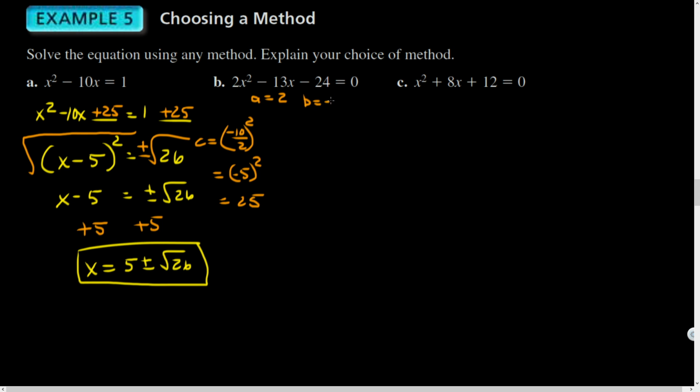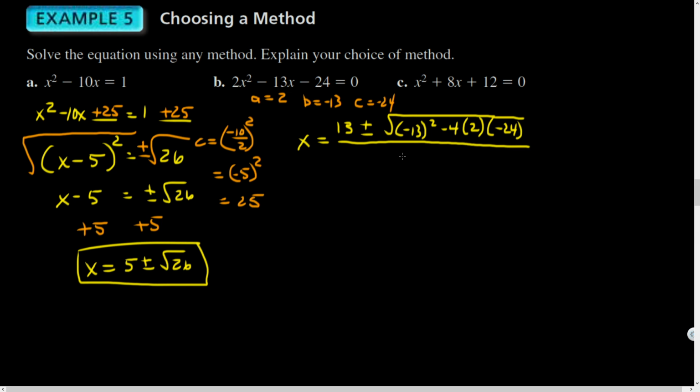A equals 2, b equals -13, c equals 24. I don't know if I'll have enough room. This one's a factorable one, I can see that. All right, so here we go. Hey, I haven't sung the song in over a week. Here we go. X equals the opposite of b plus or minus the square root of b squared minus 4ac, all over 2a.